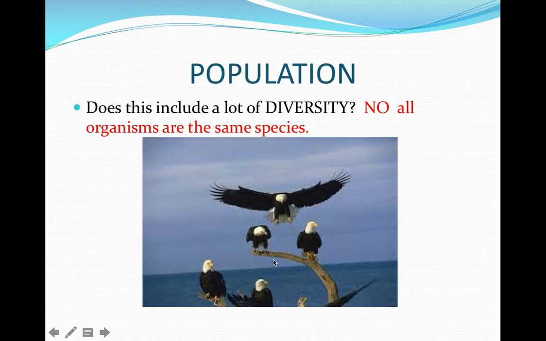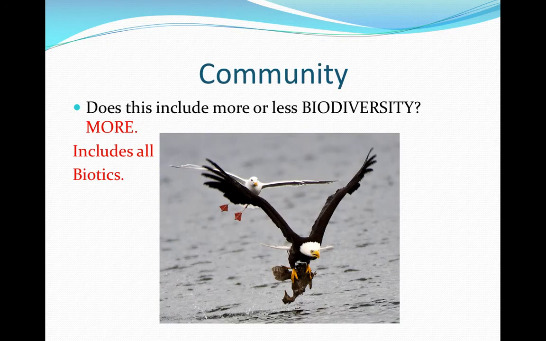Moving up, if you remember, we go from the population to the community. The community includes all of the species. So there's this prey item, which looks like a duck. There's the bald eagle, and it's being chased by a seagull. Now, the reason this has got more biodiversity, more differences, is because we don't have all the same species. We have an eagle, we have a duck, we have a seagull. Also, we would have to include in this lake or this body of water all the fish, the bacteria, the insects, anything else that's alive would be part of this community.